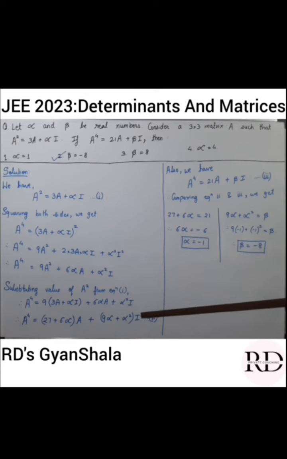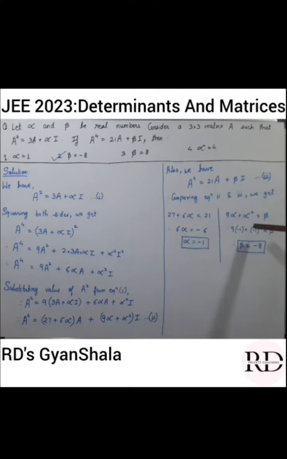On rearranging the terms, we take the terms with A on one part and the terms with I on the other part. So we will get A power 4 as (27 plus 6 alpha) times A plus (9 alpha plus alpha square) times I. Now this equation of A power 4 can be compared with the given equation of A power 4, which says 21 times A plus beta I. So clearly the coefficient of A, that is 27 plus 6 alpha, should be equal to the coefficient of A, that is 21, and the coefficient of I, that is 9 alpha plus alpha square, should be equal to the coefficient of I, that is beta.